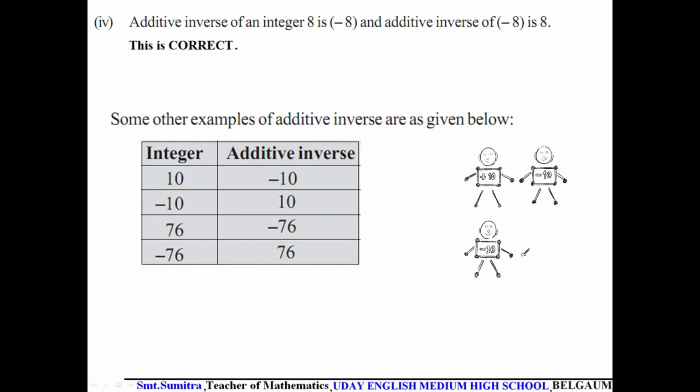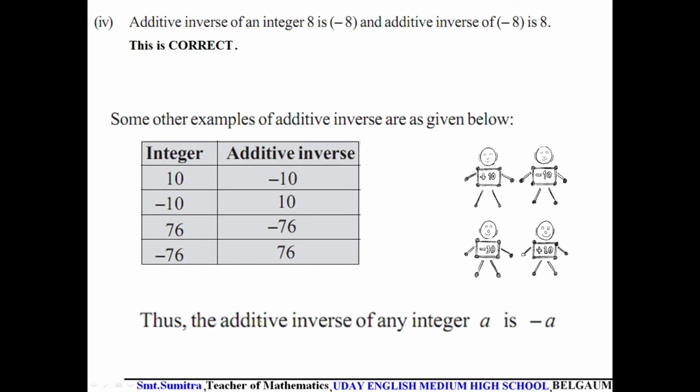+10 becomes -10, -10 becomes +10 in the picture. And hence the additive inverse of any integer a is -a, and the additive inverse of -a is +a. Hope you understood the additive inverse of a number.